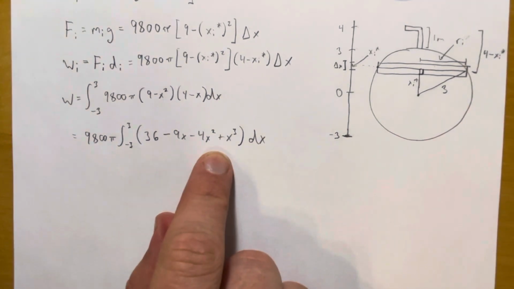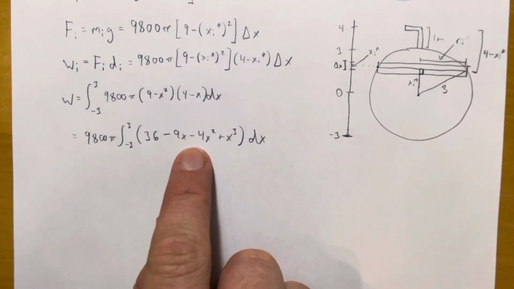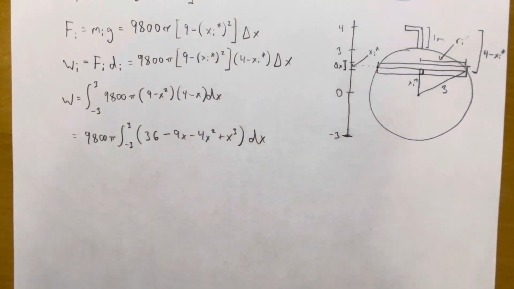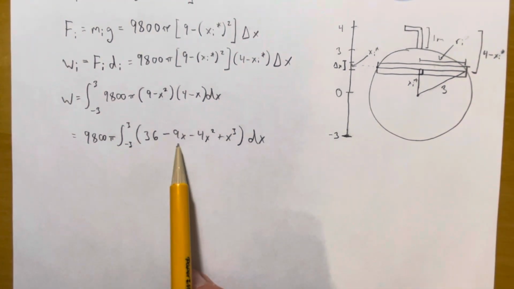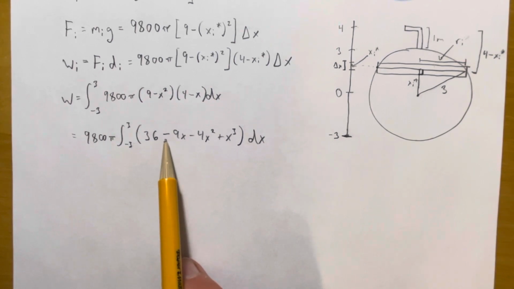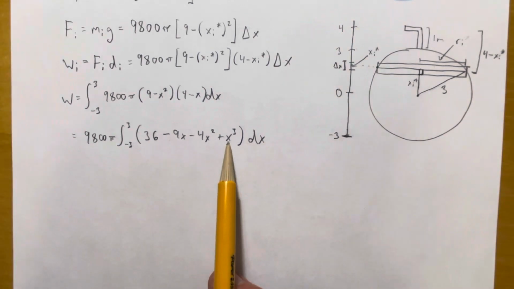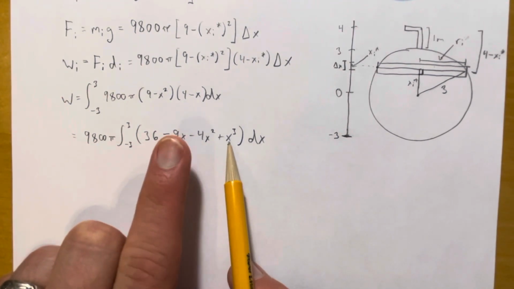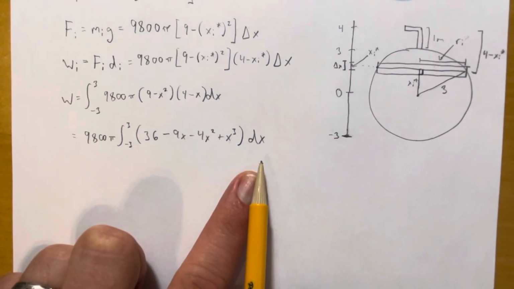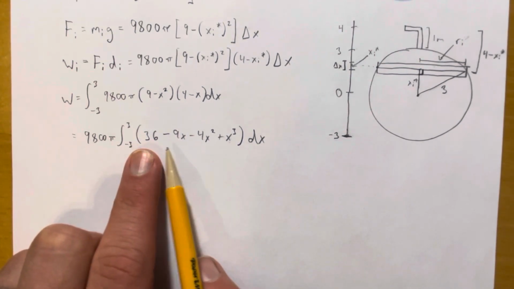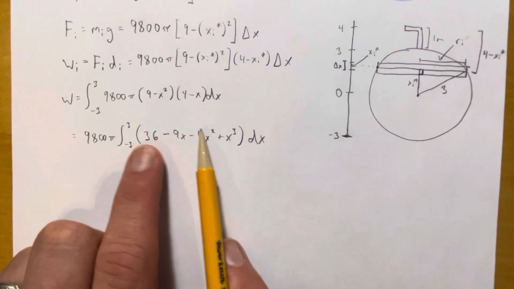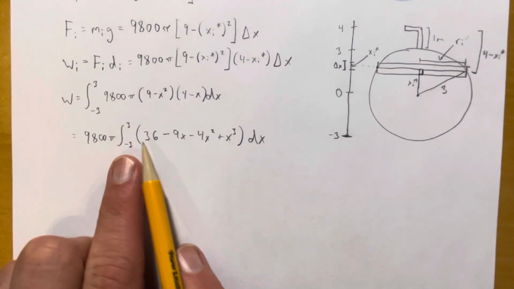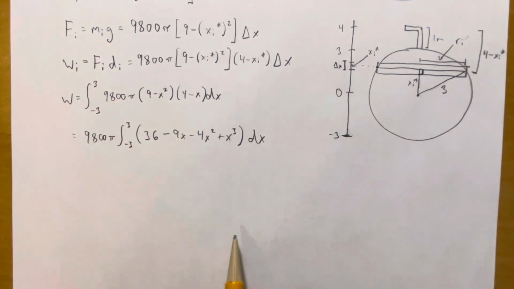Now the polynomial in here is neither even nor odd, but I can split it up into a sum of two polynomials where one is even and the other is odd. Specifically, if I were to take the odd powered terms like my negative 9x here and my positive x cubed here and put those into one integral, then together that would be an odd polynomial. And then if I take the 36 minus 4x squared, those other two terms, and do an integral for just those, that's an even function, okay?